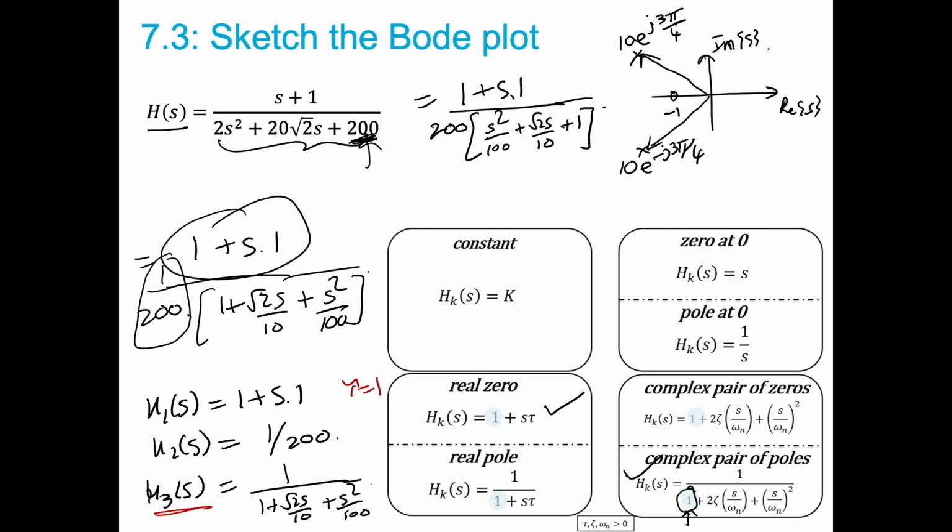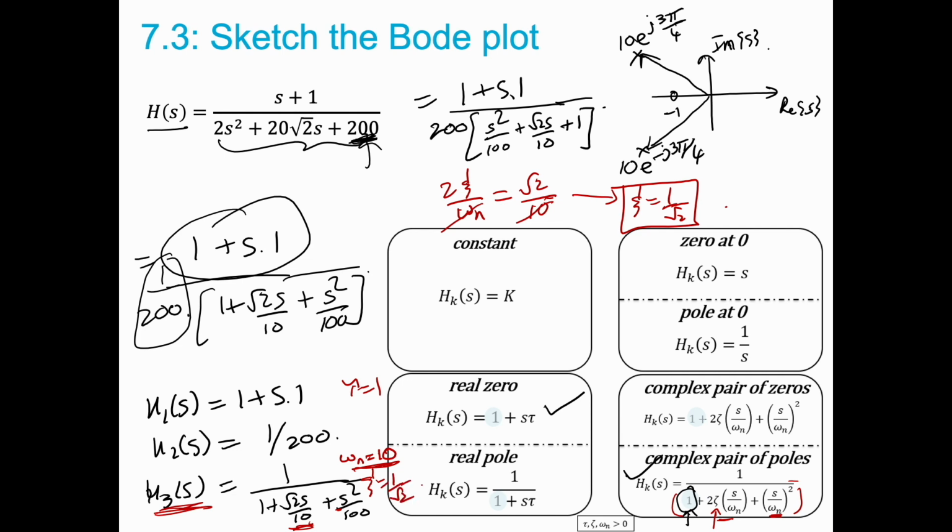For the third block, by comparing the quadratic in the denominator with the standard quadratic, you could equate 1 over omega n squared to 1/100. I'm just equating the coefficient in front of s squared, which means omega n, the natural frequency, equals 10. We've also got to figure out the damping ratio. If I equate the term in front of s, 2 xi over omega n needs to equal square root of 2 over 10. As omega n is 10 in this example, I can cancel these out and end up with xi equals 1 over square root 2, which means the damping ratio is 1 over square root 2 for the third block.